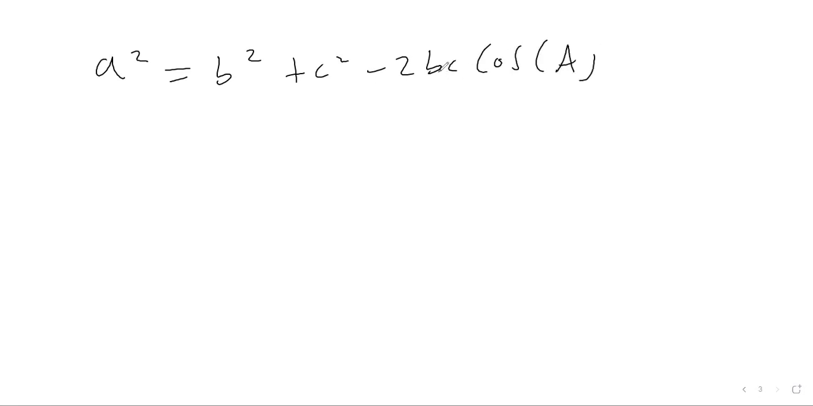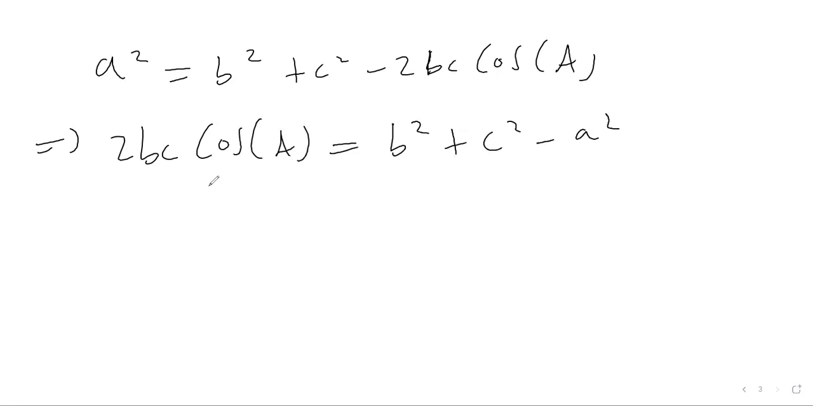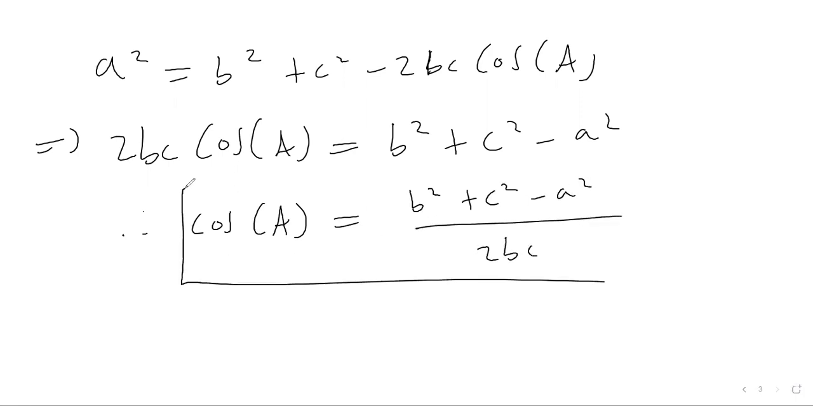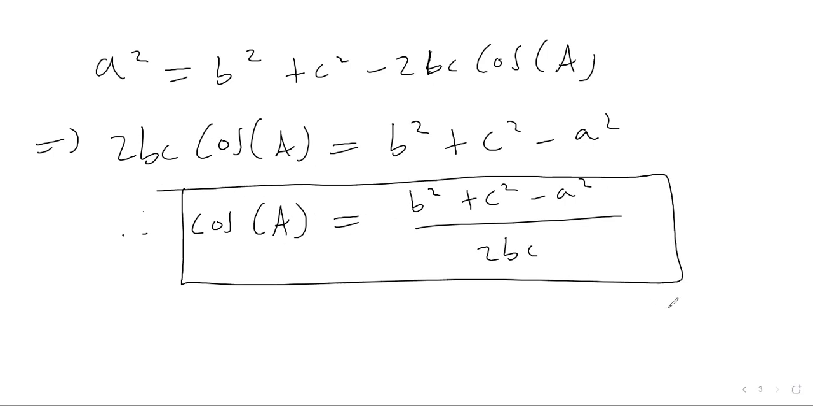And again, just as a reminder, you've got a squared equals b squared plus c squared minus 2bc cos a. You can rearrange this to make cos a the subject of the formula. So what you can do is add the 2bc cos a to both sides, and subtract the a squared. That would get you 2bc cos a is equal to b squared plus c squared minus a squared. Divide both sides by 2bc. You get cos a equals (b squared plus c squared minus a squared) divided by 2bc. And that's another way in which you can express it if you want to calculate an angle.